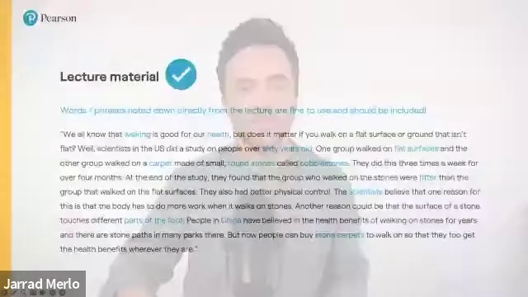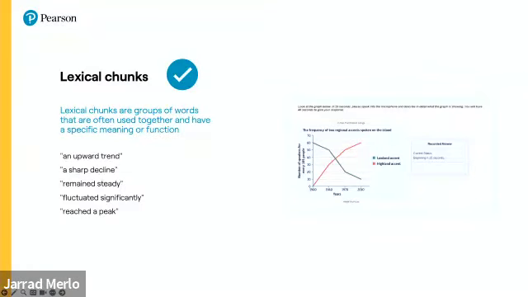So that's fine. Okay, let's think about what are called lexical chunks. I'm not sure if you're familiar with this phrase. It's a bit of a linguistics phrase, but these are groups of words that are often used together and have a specific meaning or function. Lexical chunks might include fixed phrases, collocations, discourse markers, as we'll see in a second.